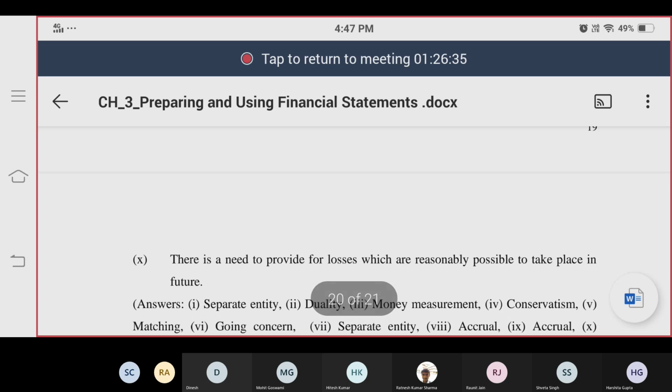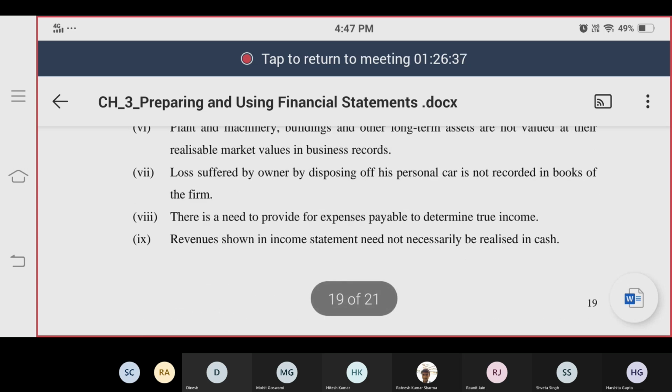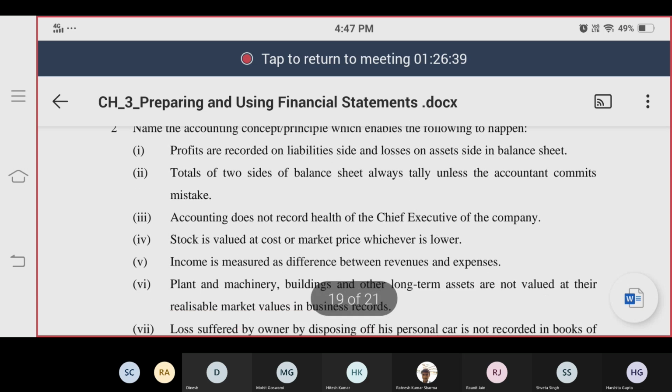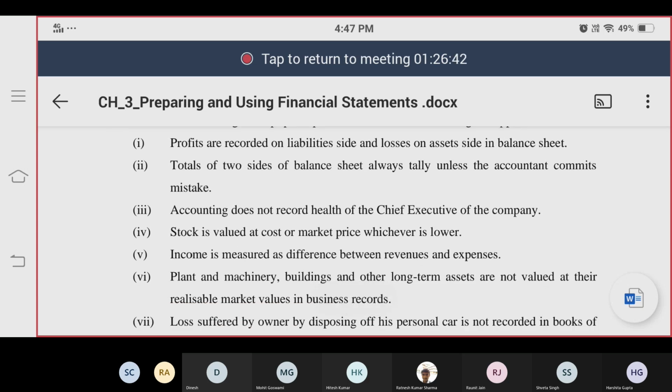That is, the company is an artificial person in the eyes of law. Everything that comes into the company as a source of finance is shown as a liability, and everything that the company creates, the resources that the company creates from these liabilities, are shown on the asset side of the balance sheet. Similarly, the profit that is made belongs to the shareholders, and hence it is shown on the liabilities side. Totals of the two sides of balance sheet will always tally unless the accountant commits a mistake.